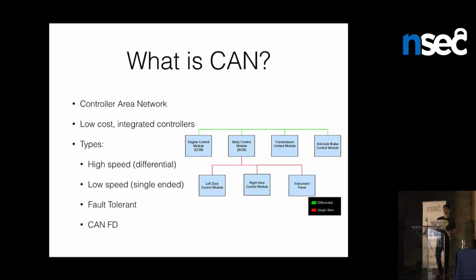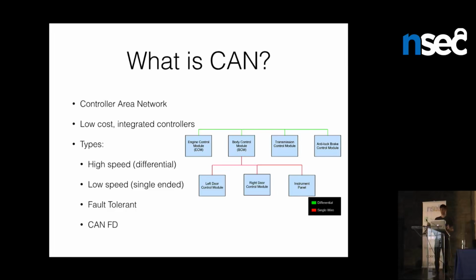Fault-tolerant CAN is kind of a neat hack. It's basically the high-speed one, but if you cut one wire, it becomes the low-speed one. That's used in airbags mostly. And CAN FD is this new flexible data CAN that's going to address some of the limitations of CAN, but nobody uses it yet, so whatever.